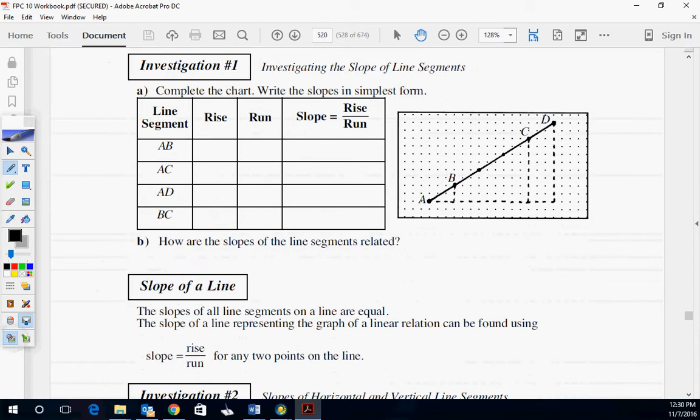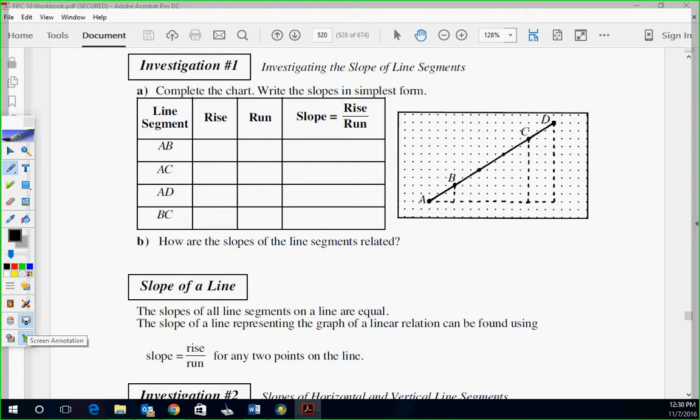Okay, so investigation number 1. So it says complete the chart, write the slopes in simplest form. AB. They did this way, so it's 1, 2, 3. 1, 2, 3. I think it's 3 and 3, isn't it? Oh, just 2. You're right. Just 2. Thank you. It's 2 and 3. So this is 1, 2, 1, 2, 3. Okay, so slope of AB is 2/3.